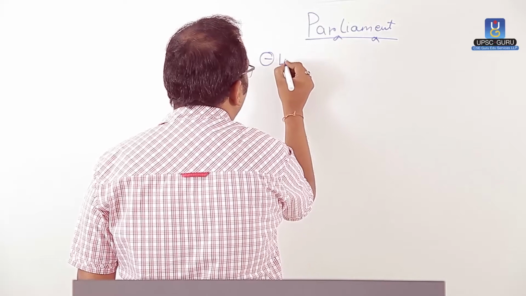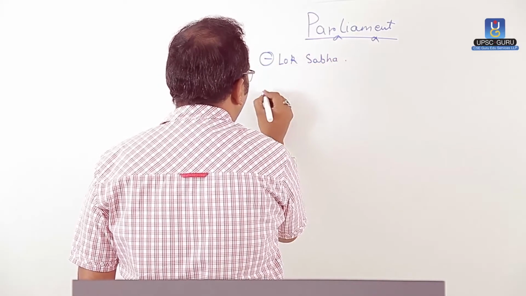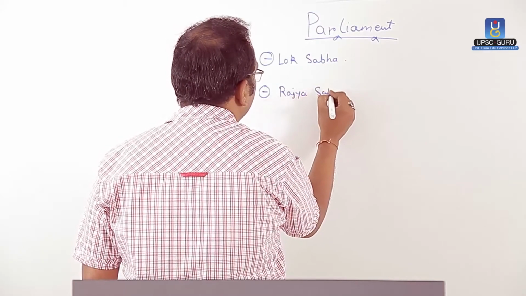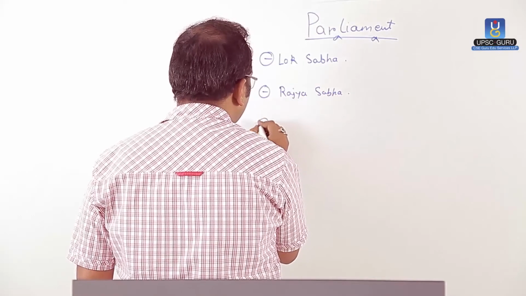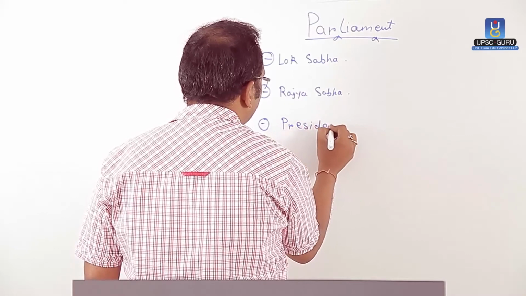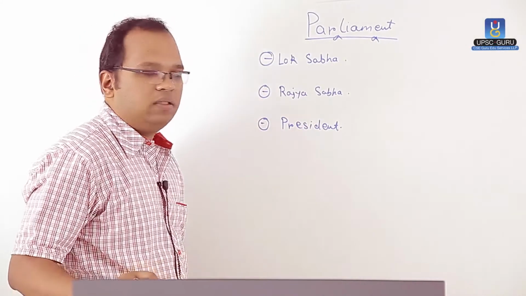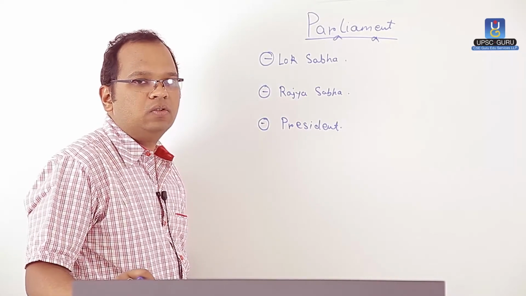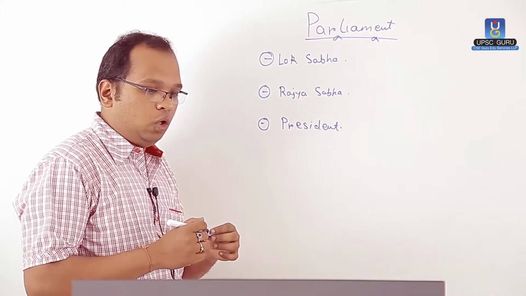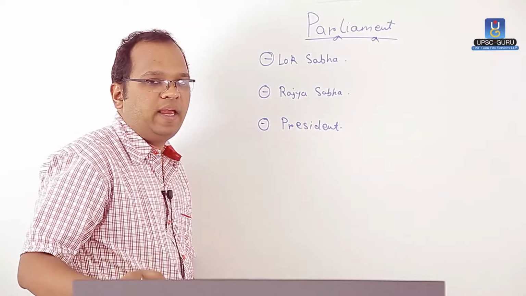One is your Lok Sabha, second is your Rajya Sabha, and third is your President. So these are the 3 things in our Indian Parliament. The Indian Parliament comprises these 3 parts. Now look at what the basic aspects behind this are.